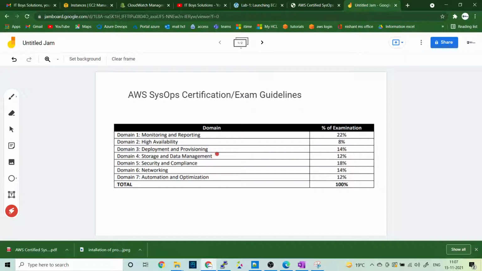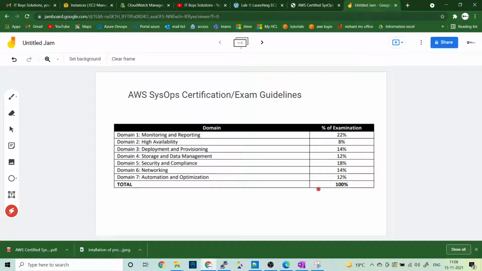Next, if we move forward, is security and compliance, then networking. In this you will focus on the networking part like VPC, peering connections, route table, Route 53, this kind of stuff, or maybe security groups will fall in this networking part. Apart from that, there will be automation and optimization, that is the last part of this course, and the total of this will be 100%. So mainly, if you want to focus, you have to focus on this 22% part and this 18% part. These will cover most of your course.